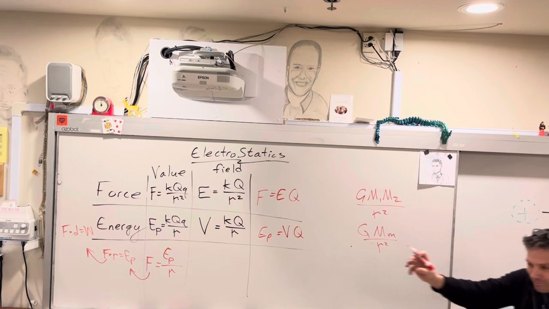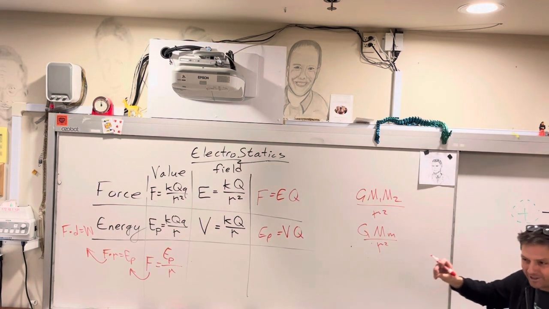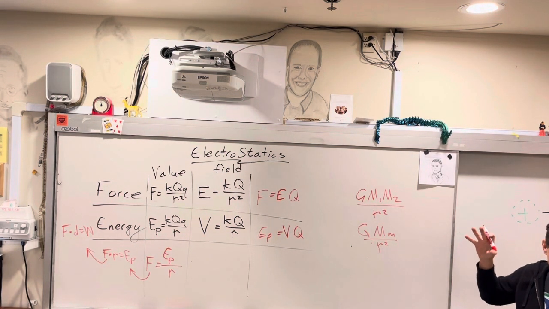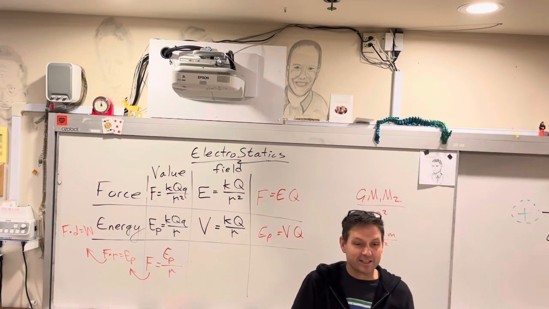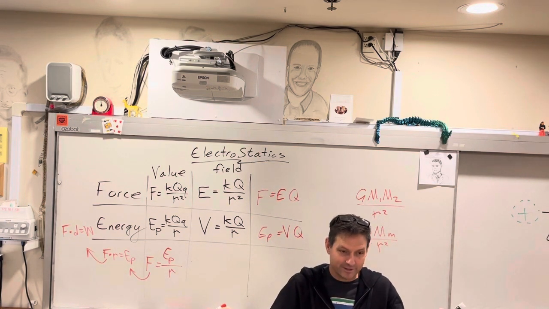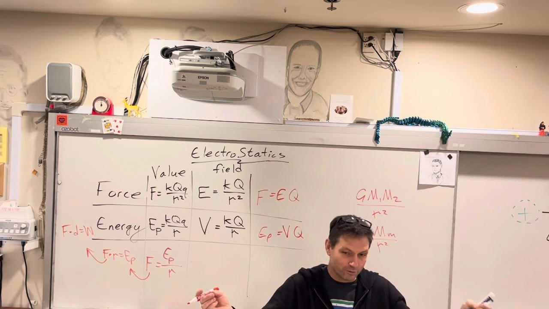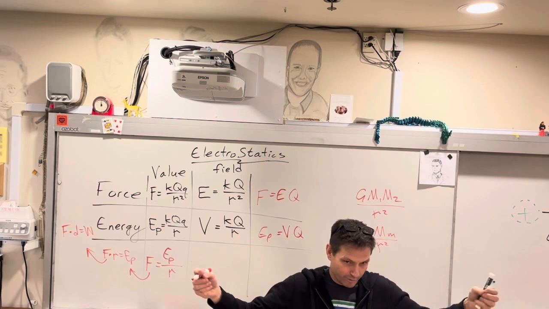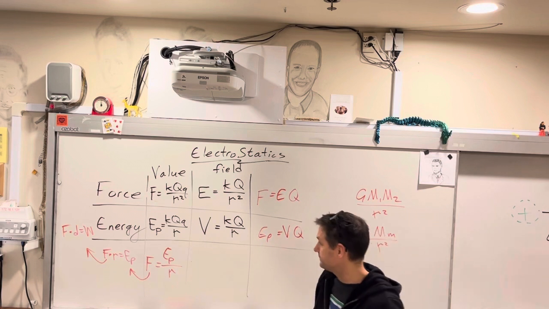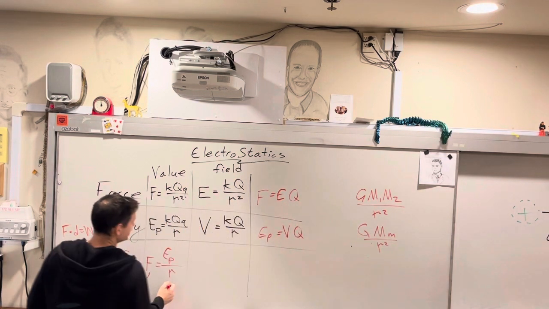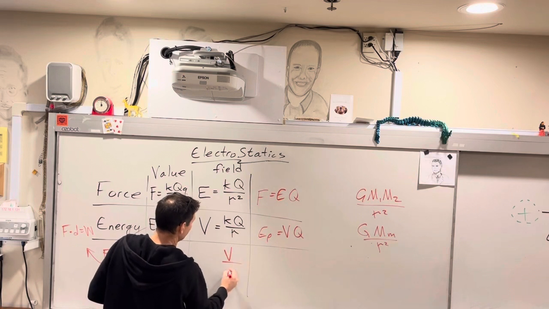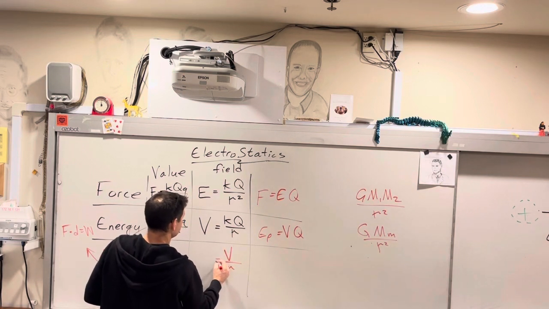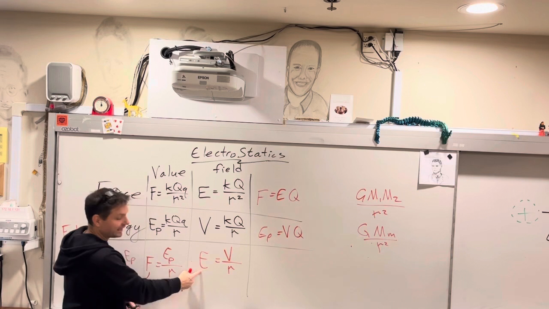If I pull an electron away from a proton and then I release it, what's going to happen? It's going to go back. And the kinetic energy would be exactly the same as the work you put into it, and the same as the potential energy stored while it's stretched apart. It's like a spring. Okay, so that's this, and for this one, if you did V over R, that would give you E.